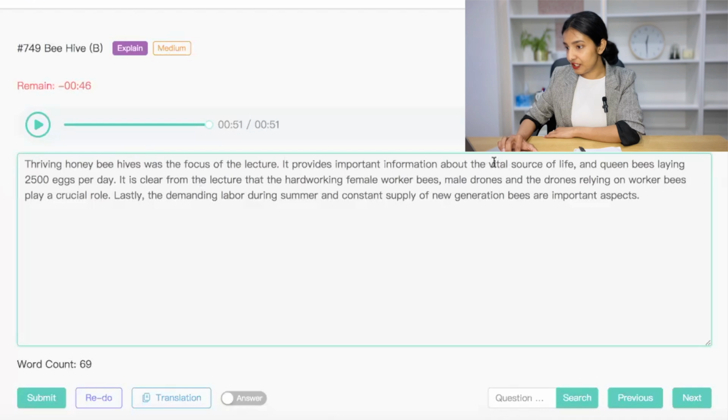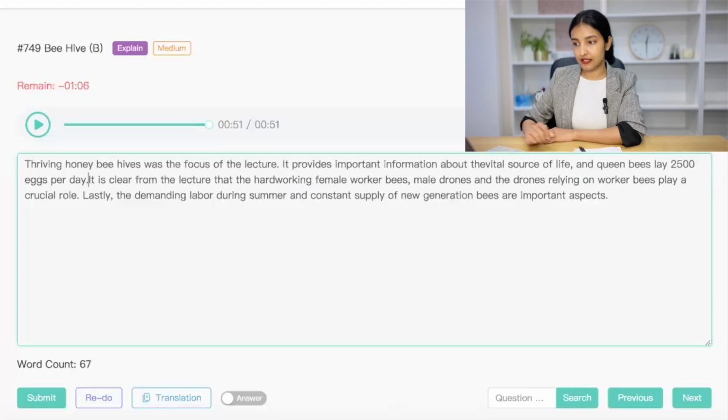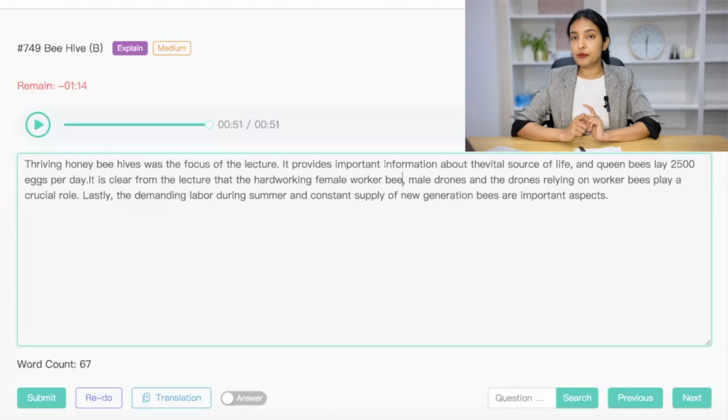It provides important information about the vital source of life. Okay, let's say I wrote the and vital close to each other without the space because these are mistakes that students make. I see it every day. And queen bee, instead of laying, I wrote queen bee lay 100 eggs per day. It is, and after full stop, let's say I forgot this space again. I wrote the next sentence immediately there. Lecture that hardworking female worker, instead of worker bees, let's say I wrote bee. Okay, this is another point you need to remember. Also a common mistake that students make.